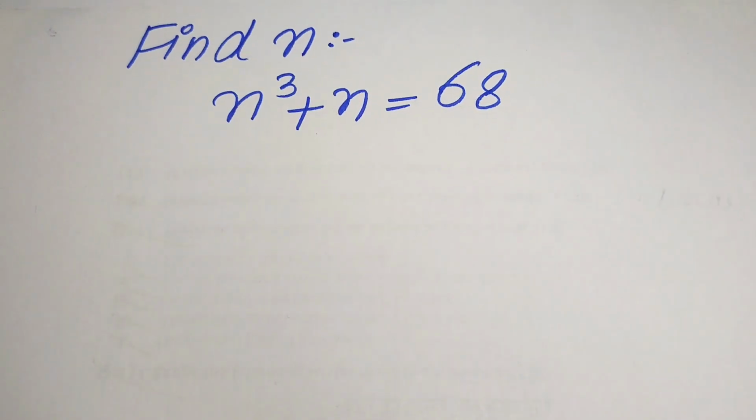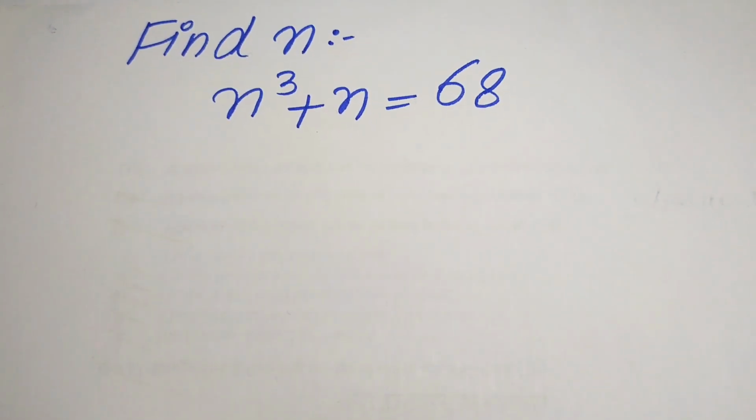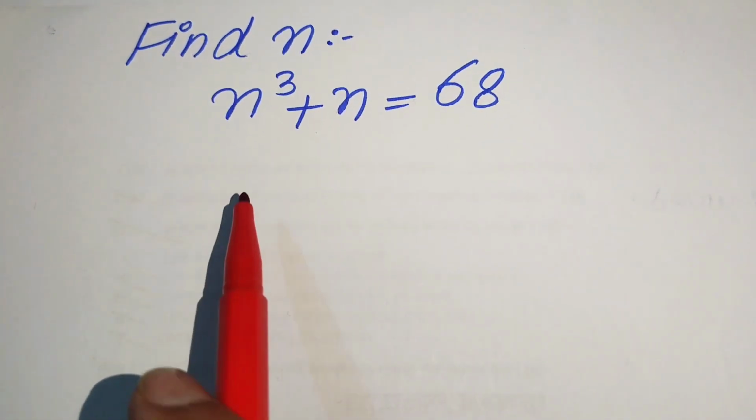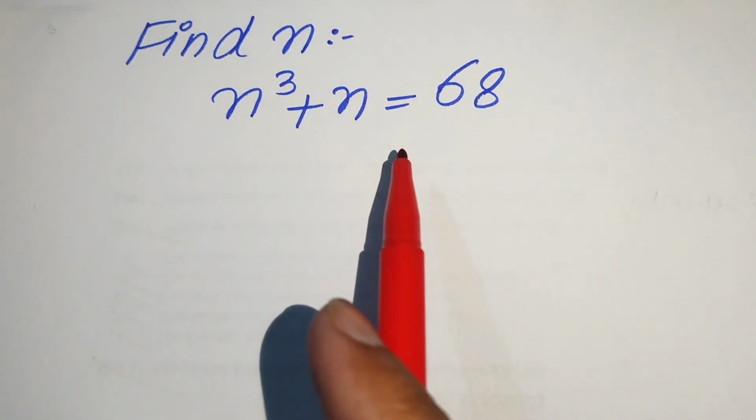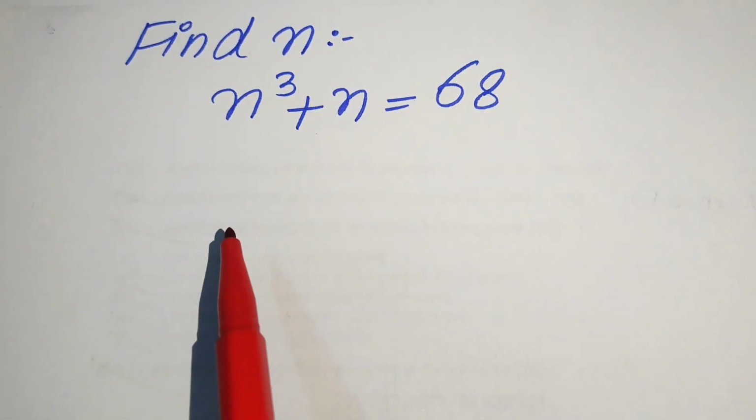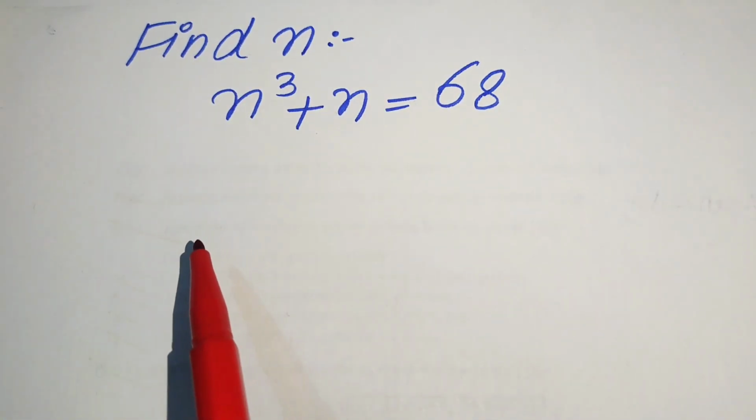Hello everyone, welcome to solve this nice math Olympiad algebra problem. Here we have n cubed plus n equals 68, and we solve this problem for the values of n.